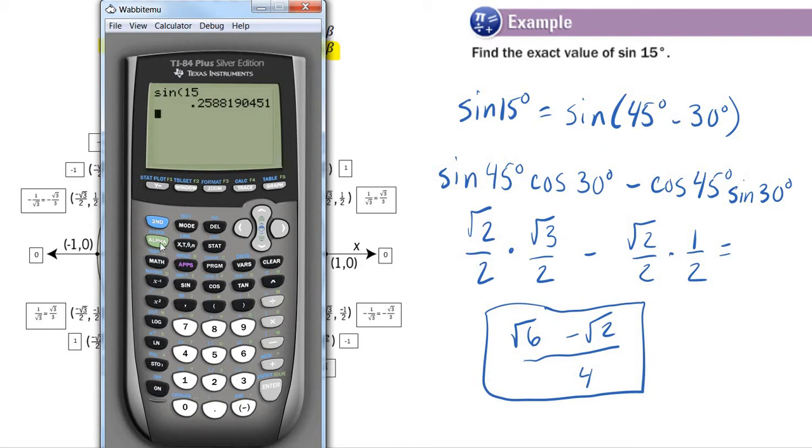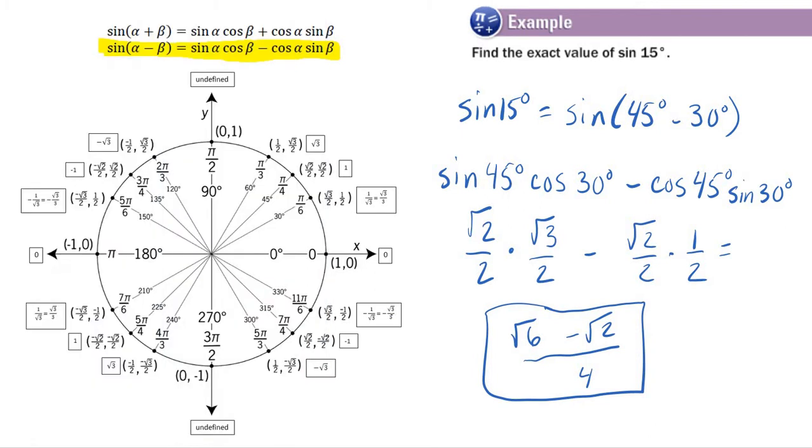So let's go ahead and plug it in. I'm going to put it as a fraction so it'll look like what we're plugging in. So square root of 6 minus square root of 2, that is my numerator up there, right? All over 4, and lo and behold, we get the same thing. So that's nice to be able to check yourself.